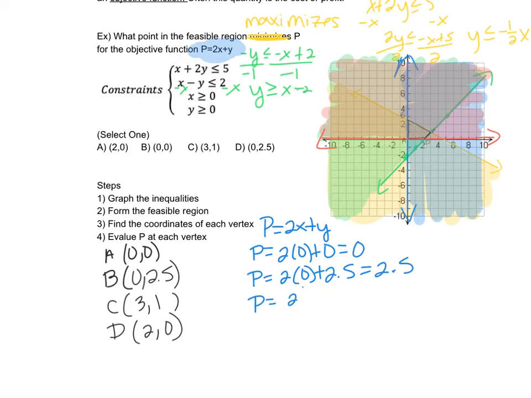The next one, 2 times 3 plus 1. 2 times 3 is 6, plus 1 would give you 7. And the last one, 2 times 2 plus 0 would give me 4.